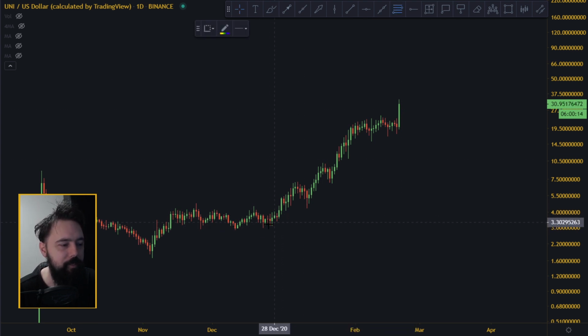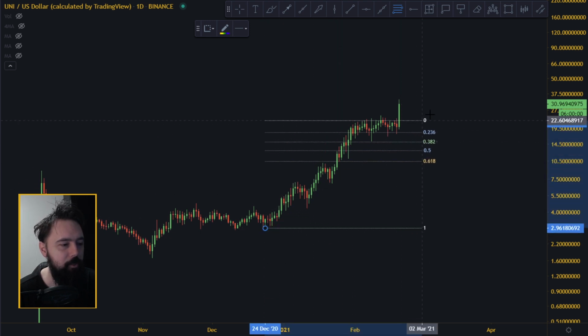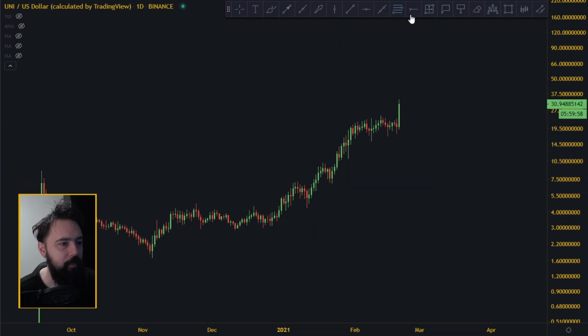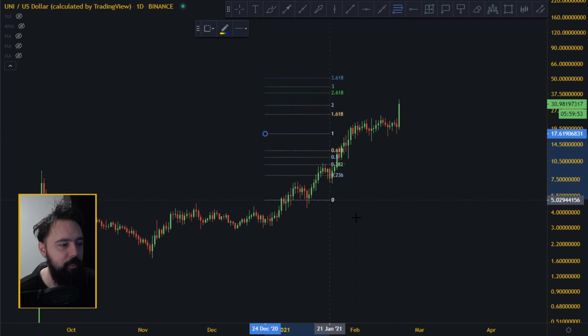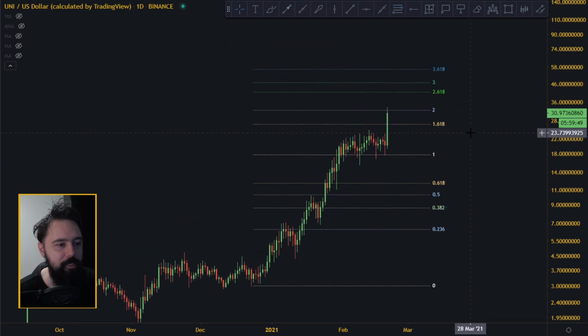So this is some kind of start of the move, right? These are pit stops on the way up, right? And this is actually the top, this is the retracement back, and this is now the breakout. So let's start with the extensions. We're gonna start here at the bottom of these wicks down here, all the way down to there, and now we get some kind of extensions where we are.